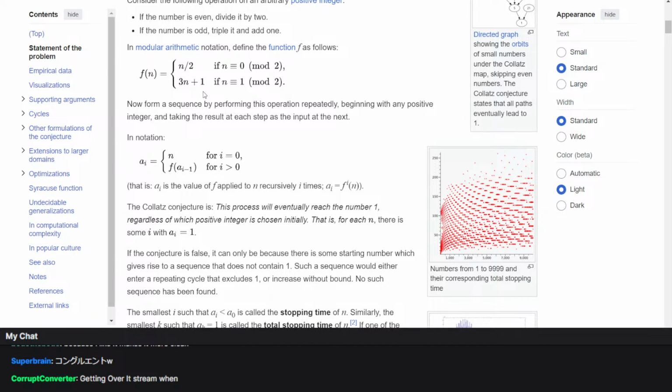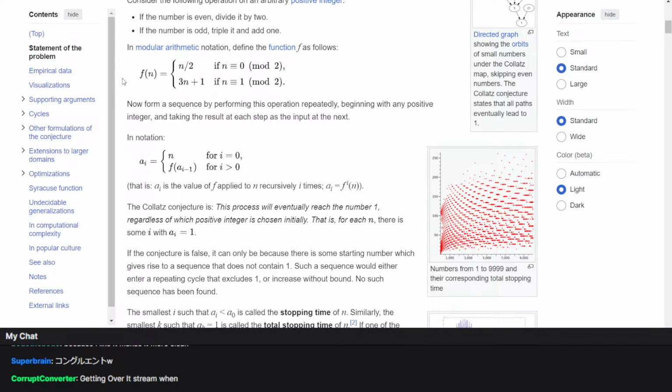How do you, from looking at this... Corrupt Converter says getting over it stream when. I don't have Getting Over It. Anyway, but I have Chained Together. I'm not gonna be able to afford games for a very long time. I spent during the summer sale, so anyway. Very long time.